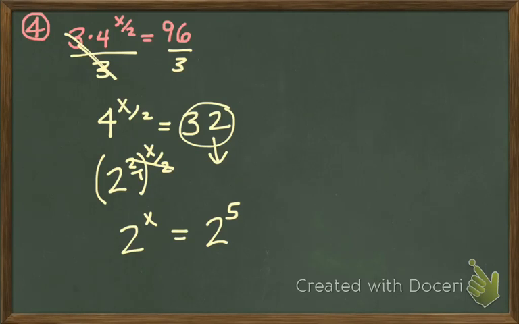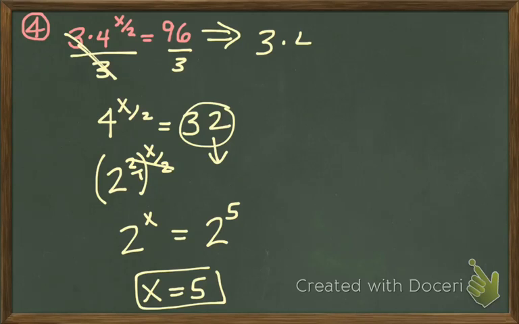And so again, we're back to using our 1-to-1 property, and this one's even easier once we've done that, because x equals 5. And then again we go back to substitute it into our original equation to make sure that it works. And we get 3 times 4 raised to the 5/2 power equals 96.